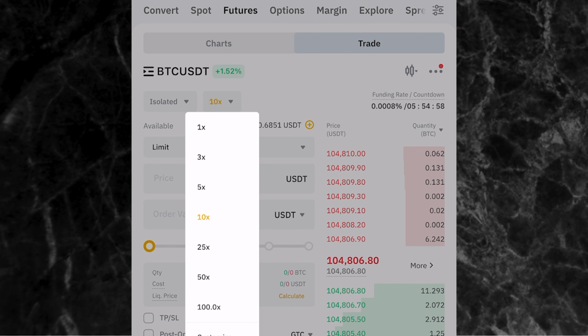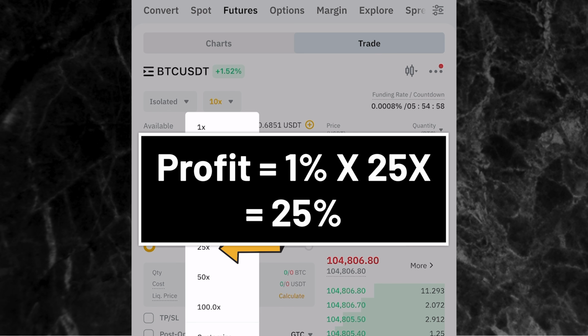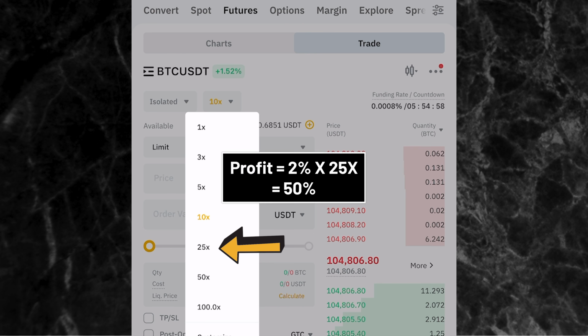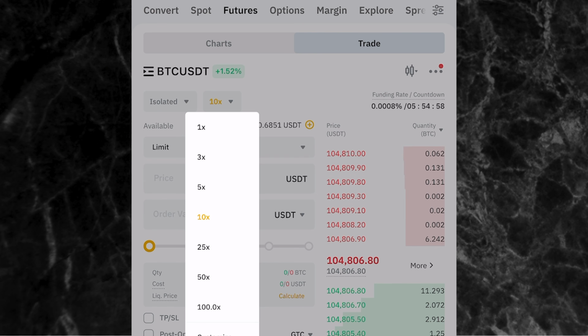But let's assume that I'm using 25x leverage. So this 25x leverage right here. Now for 25x leverage, it is the same calculation. If the price of Bitcoin moves up by 1%, it means I'm making that 1% multiplied by my leverage, which is 25x, and that's 25% profit. If it moves up by 2%, that's 2% multiplied by 25x leverage, which is 50% profit. So you can see that the higher your leverage, the more profit you'll be able to make.